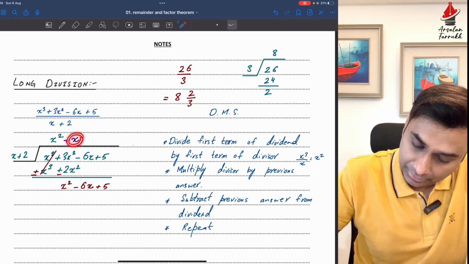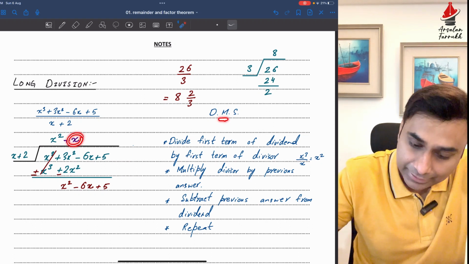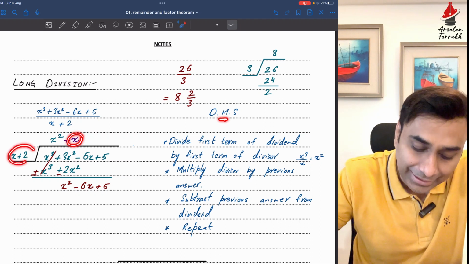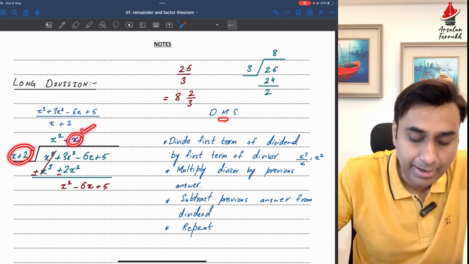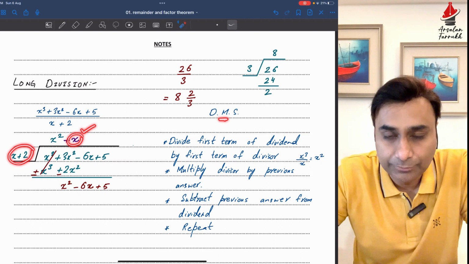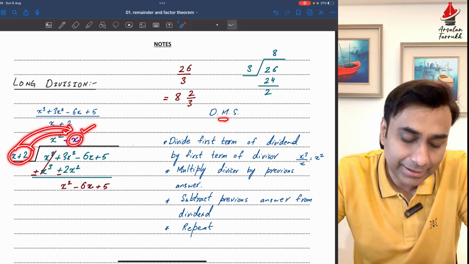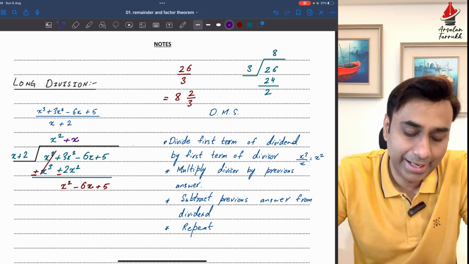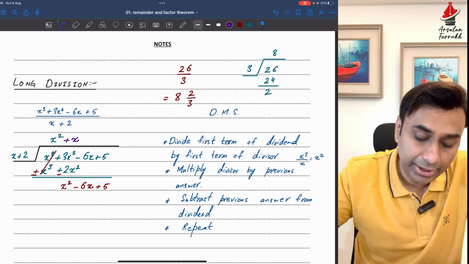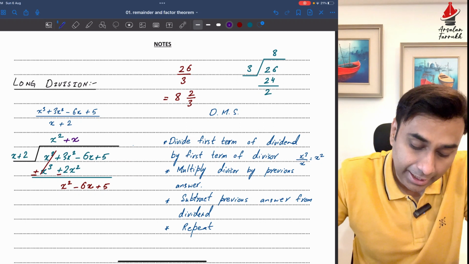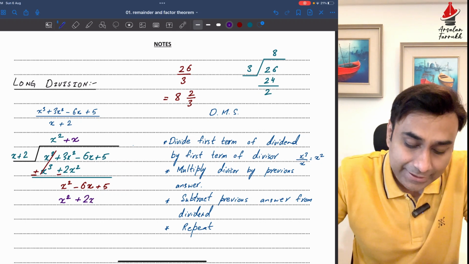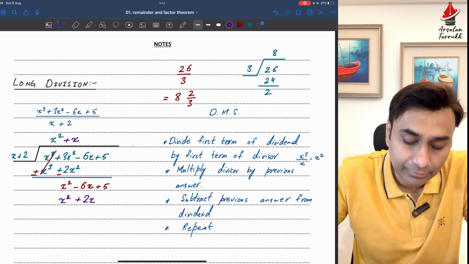Now I've done the division step. Now I'm going to have to multiply the divisor with this next term that I've obtained, which means I have to multiply x by x, and then I have to multiply 2 by x as well. So x times x would be x squared, and 2 times x would be plus 2x.